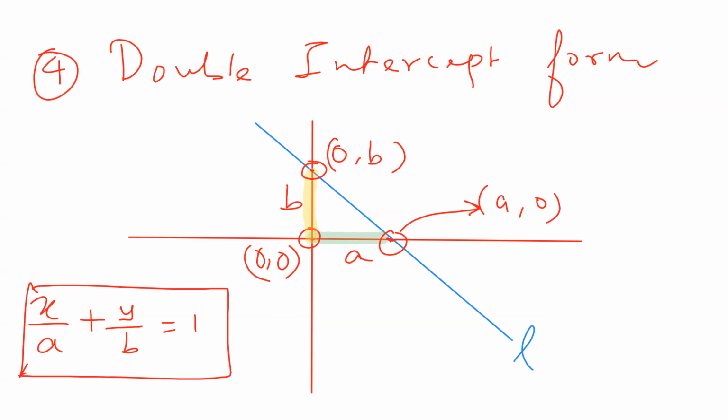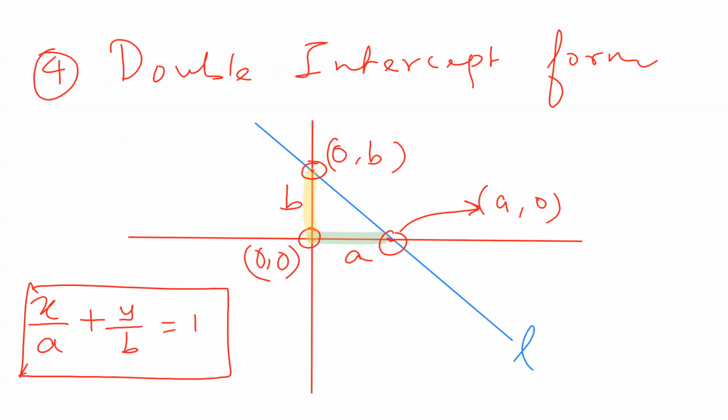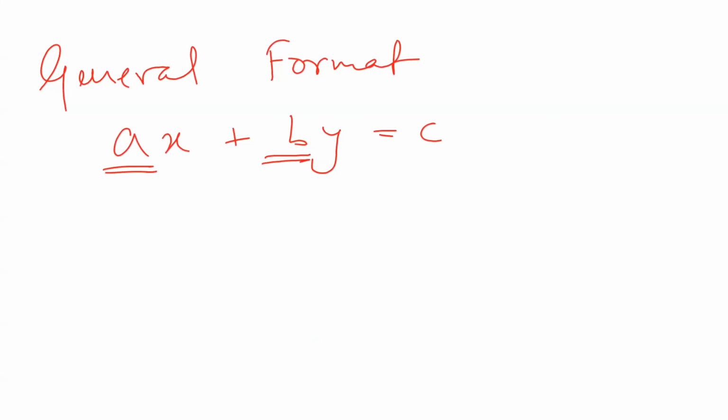So that was double intercept form. Then we should also know what is the general form of a line. General format: ax plus by is equal to c. This is the general format. Now here a and b are not x-intercept and y-intercept. For double intercept format, a and b are x-intercept and y-intercept. But for general format, a and b are not x-intercept and y-intercept. So this is the general format of a line.